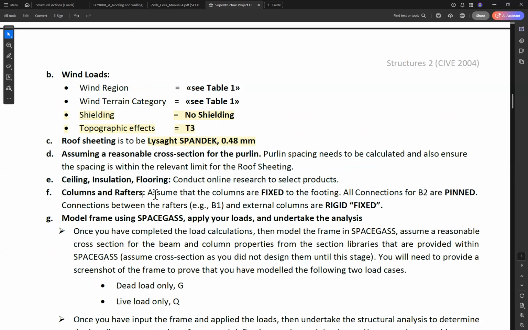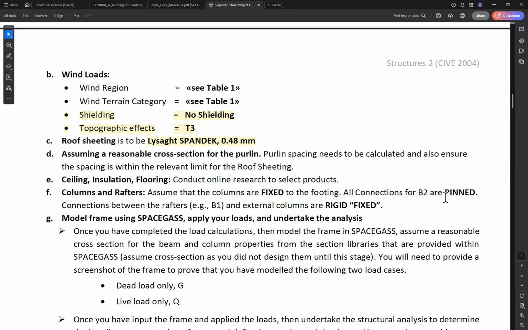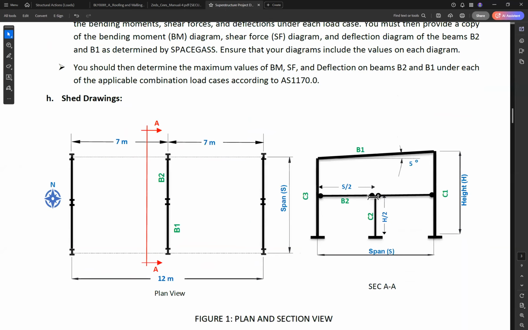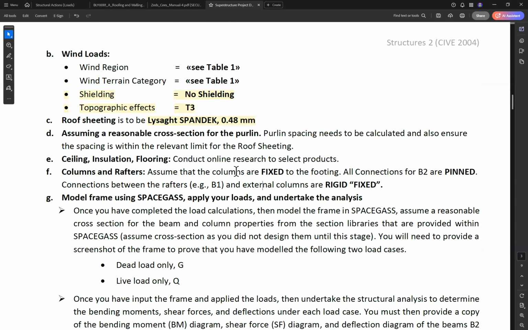Columns and rafters. The columns are fixed to the footing, so fixed at the bottom. All connections for B2 are pinned. Connection between rafter B1 and external column are rigid. So this will show here. Can you see B2 is pin connected to the columns, but B1 is a rigid connection. And also the footing is fixed. This will affect us when we are designing the column.